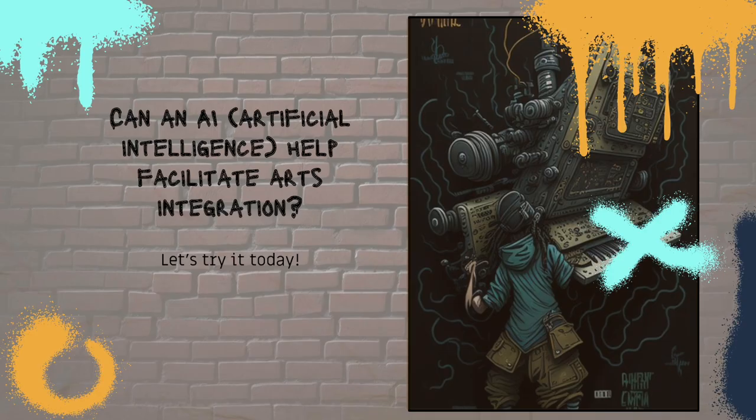So what are we going to do today? Well, today we're going to ask ourselves this question. Can an AI, an artificial intelligence, help facilitate arts integration? Now, I don't know the answer, and you might not know the answer. So we're going to try it today and see how it works.